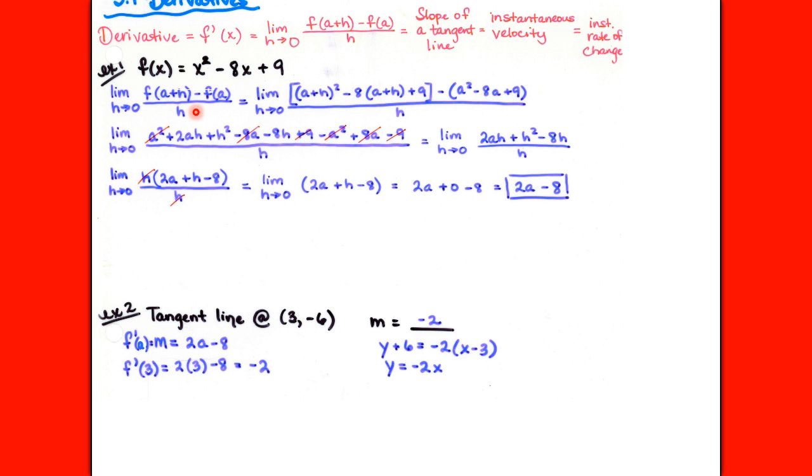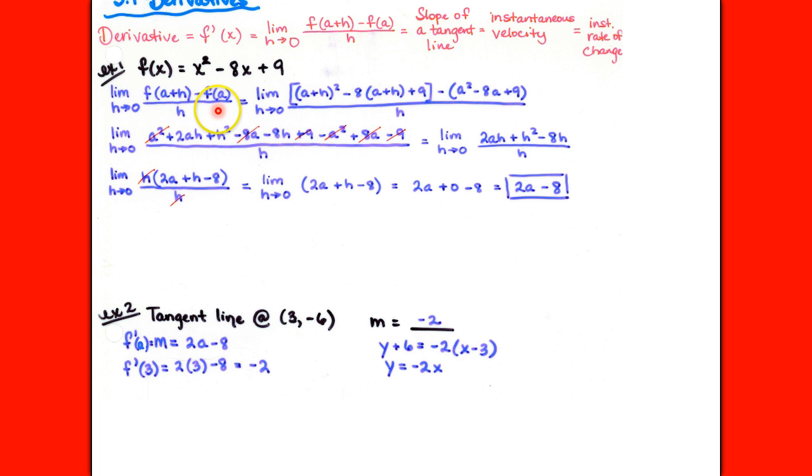If they had asked me to find the derivative at a particular number, like find the derivative at 5, then I'd be putting 5 in for a, just like we did for slope of tangent and instantaneous velocity. Since they told me to leave a in, I'm going to start by putting a plus h in the place of x in that formula. So that would be a plus h squared minus 8 times a plus h plus 9.